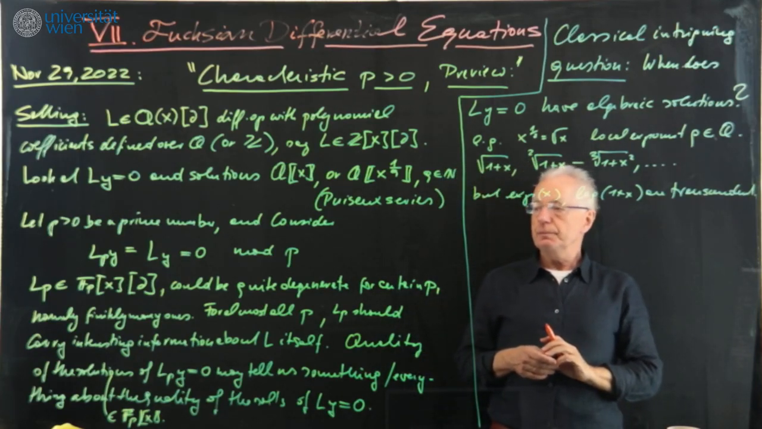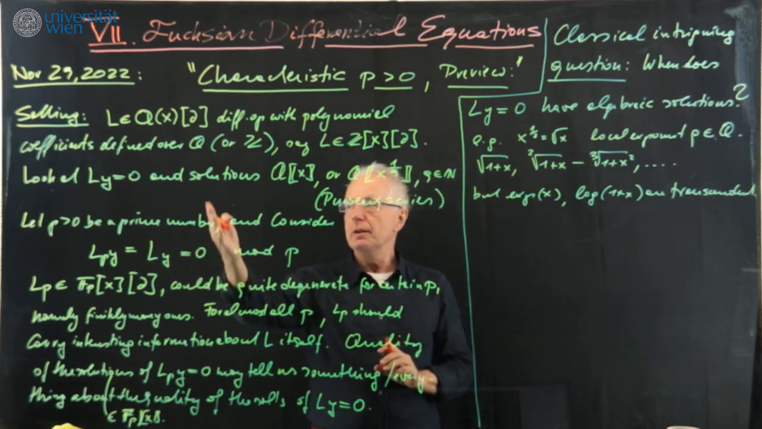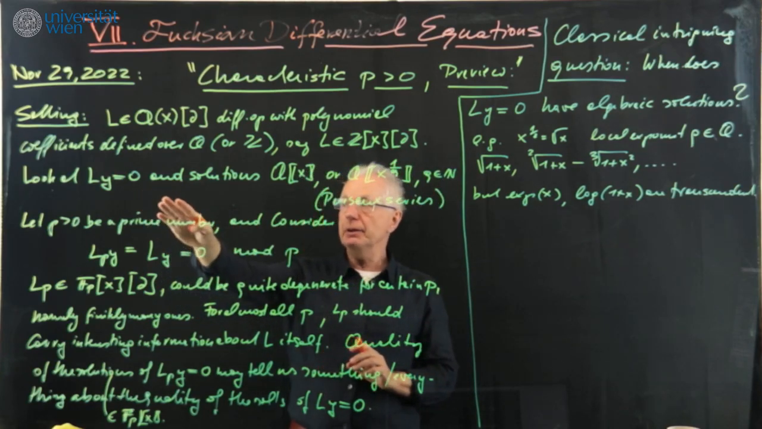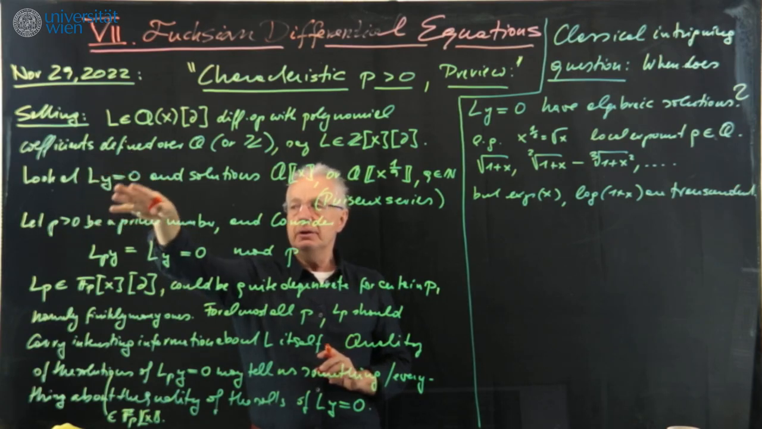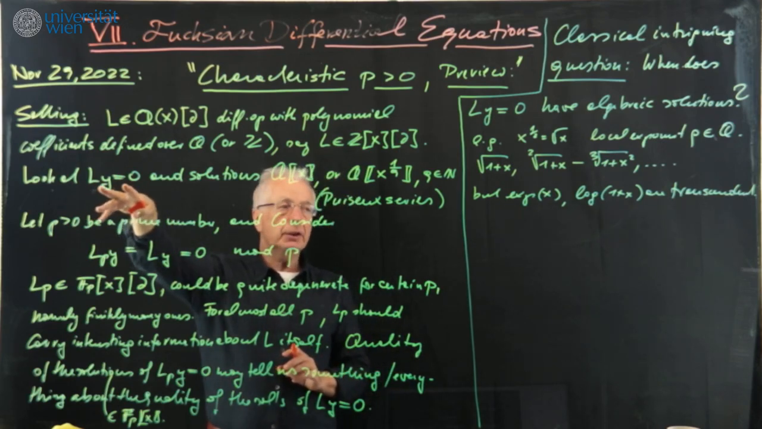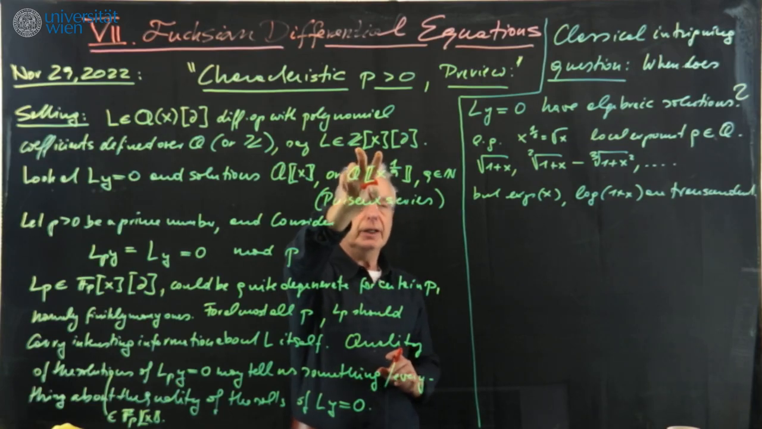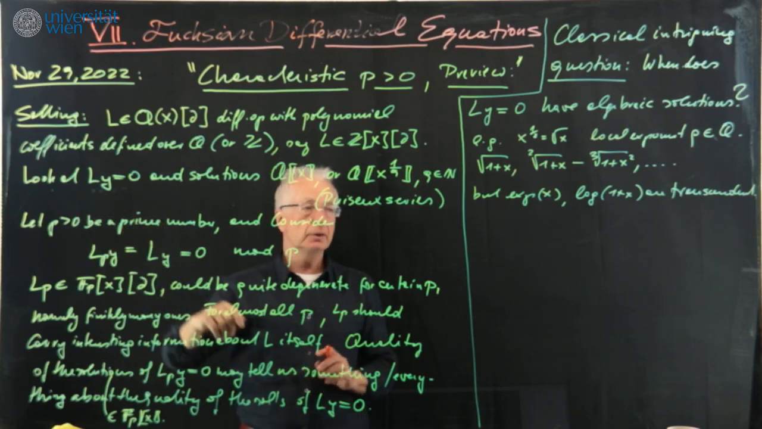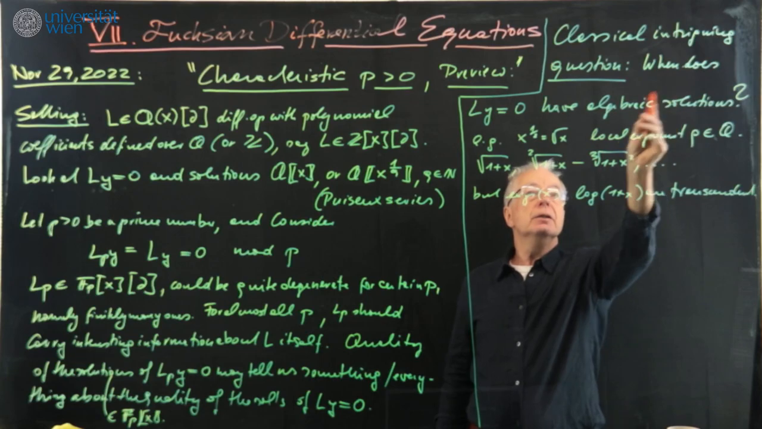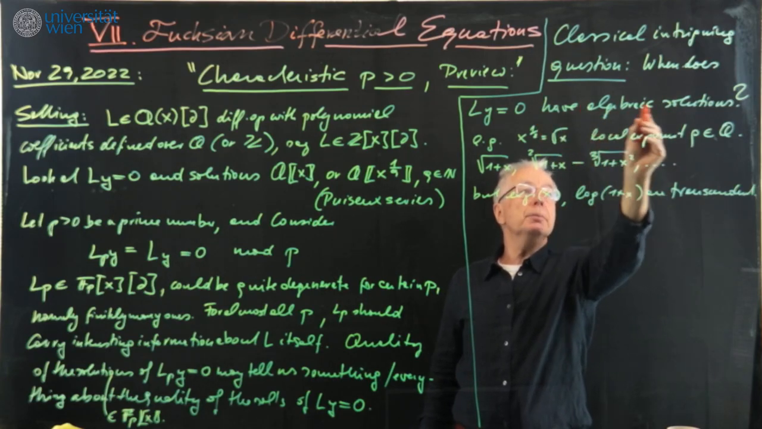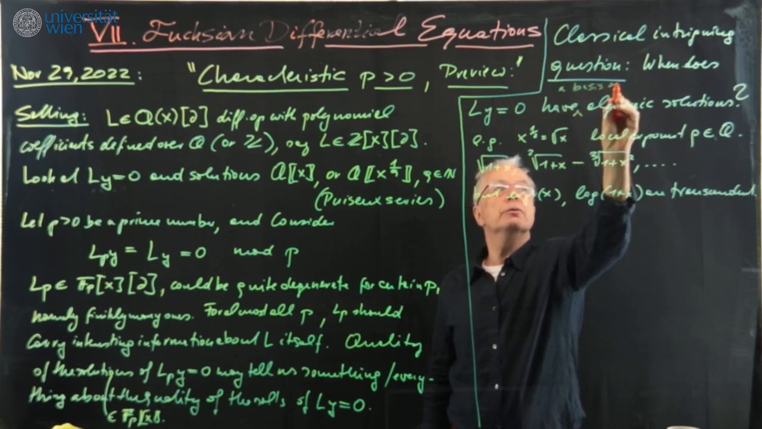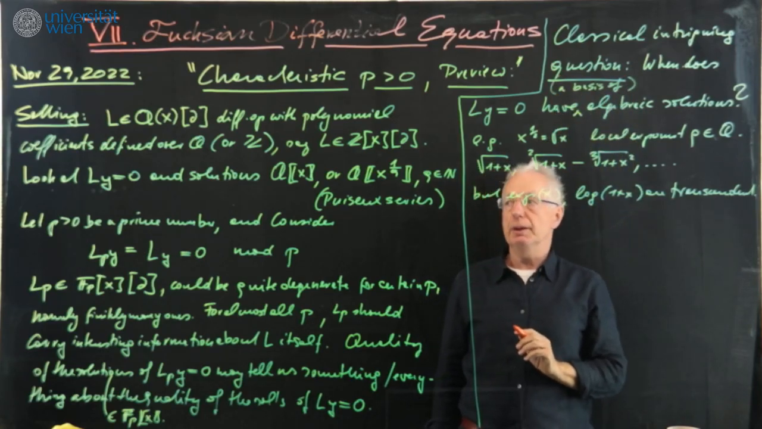So there's a question proposed by Grothendieck, and I will be more precise a little bit later: can you read off from the reduction modulo p whether a linear ordinary differential equation with polynomial coefficients defined over Z has a basis of algebraic solutions? Here you could ask, does it have some algebraic solutions or even a basis? A basis, so all solutions should be algebraic.